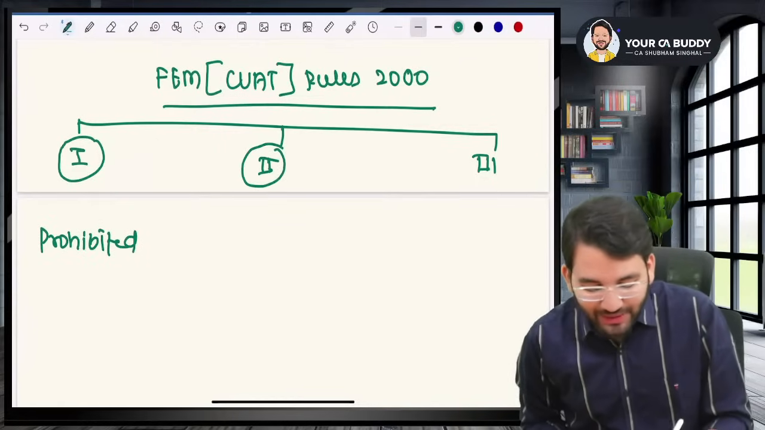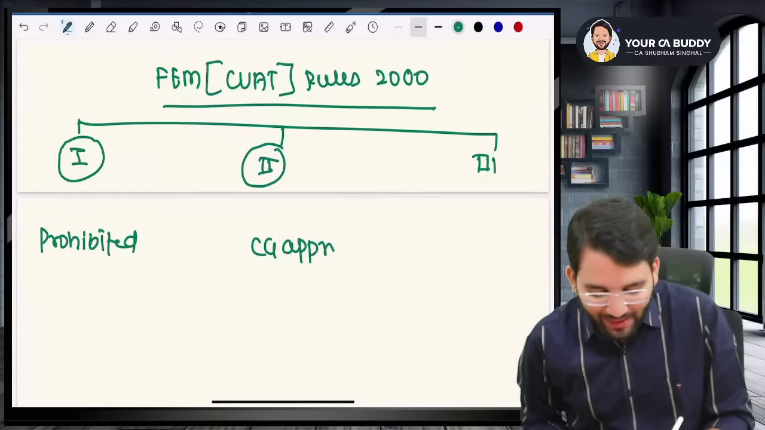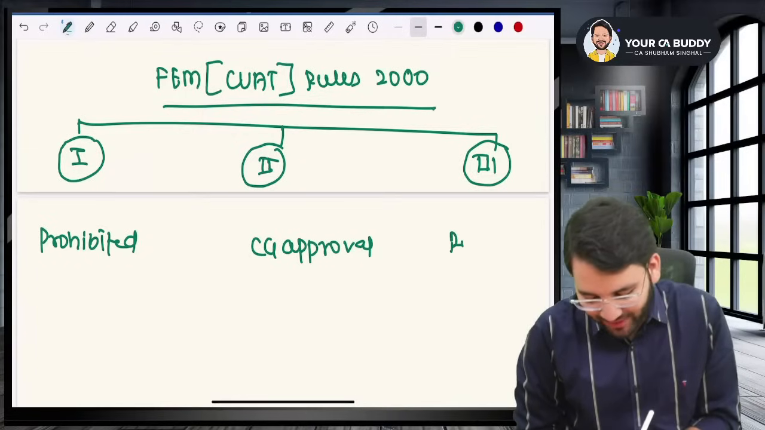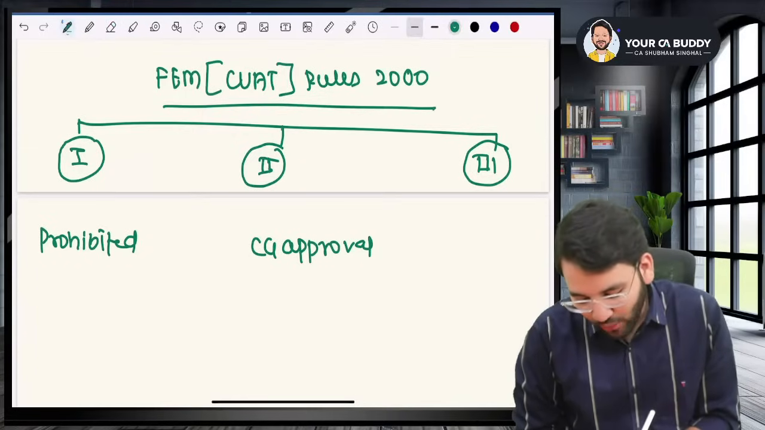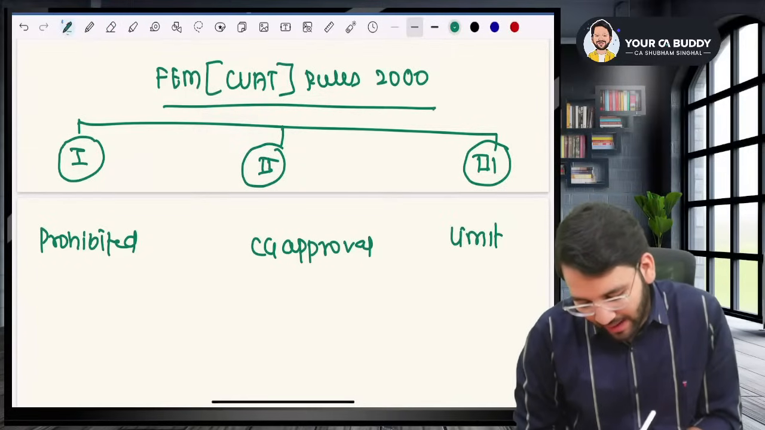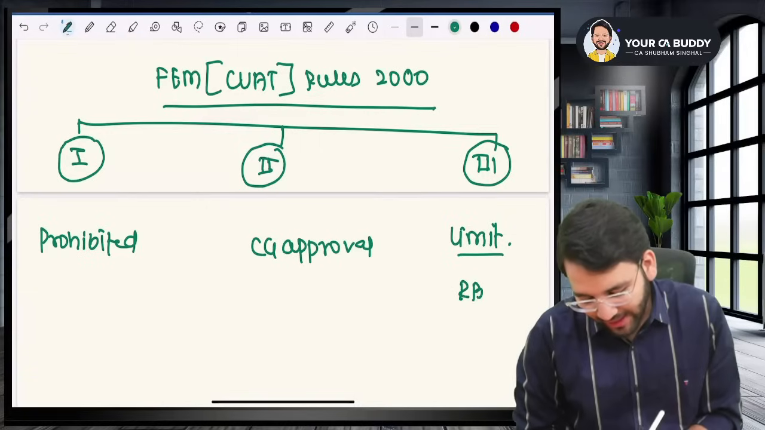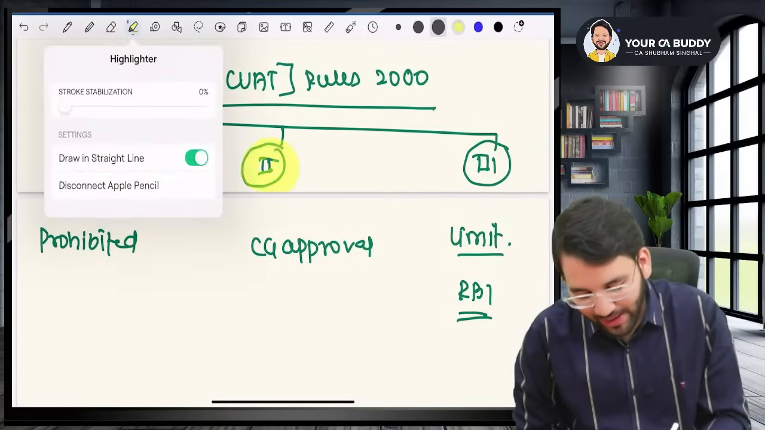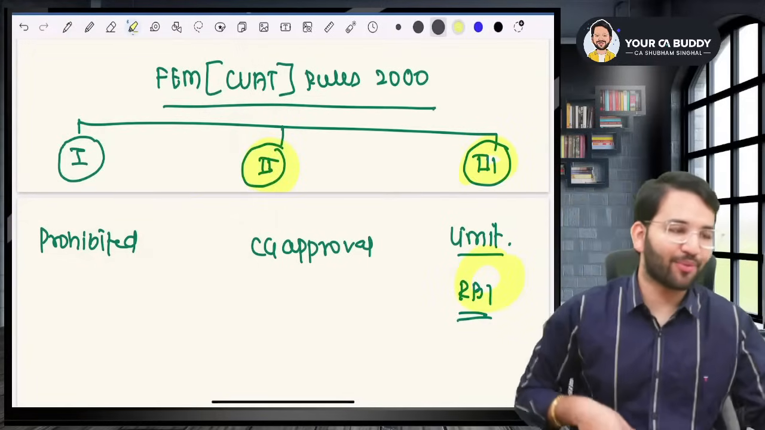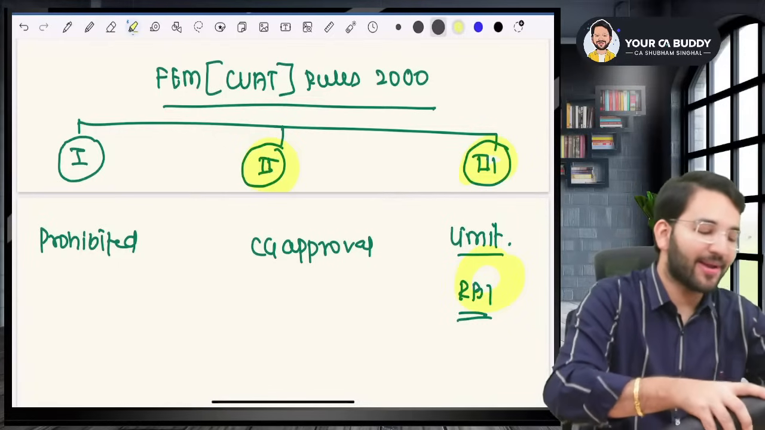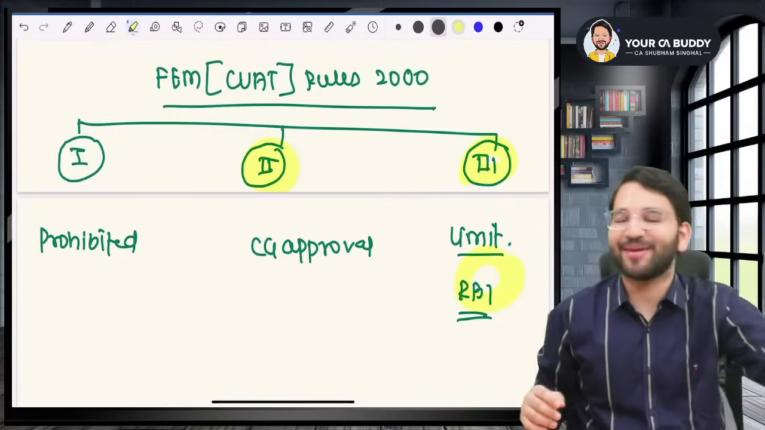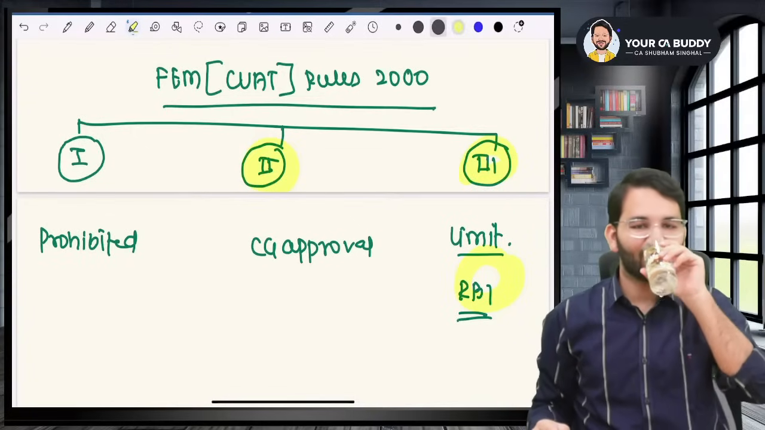Schedule 2 talks about transactions which require the central government's approval. And Schedule 3 talks about transactions which are allowed up to a certain limit, and beyond that limit, you will have to take RBI approval. So the second one requires CG's approval, and the third one requires RBI's approval. There are three provisions, sir: Schedule 1, Schedule 2, Schedule 3. Are you with me? Yes or no?